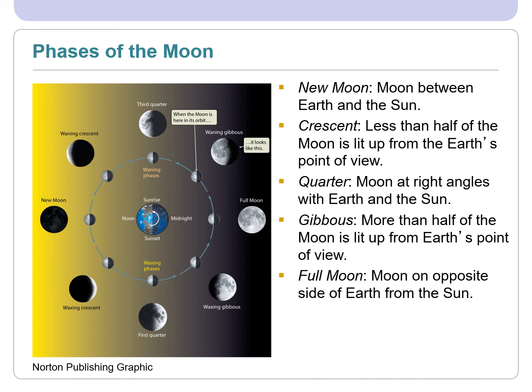A quarter moon, the moon is at a right angle with the Earth and the sun line. And gibbous means that more than half of the moon is lit up from the Earth's point of view. Full moon is on the opposite side of Earth from the sun.